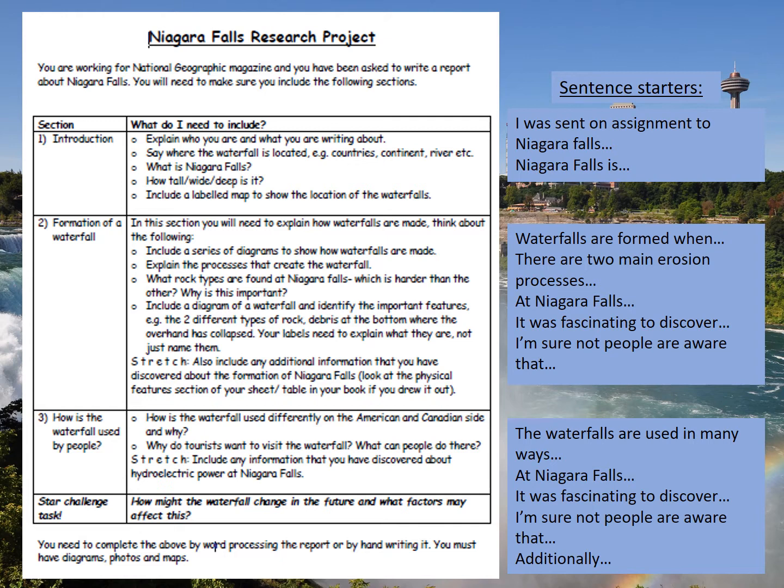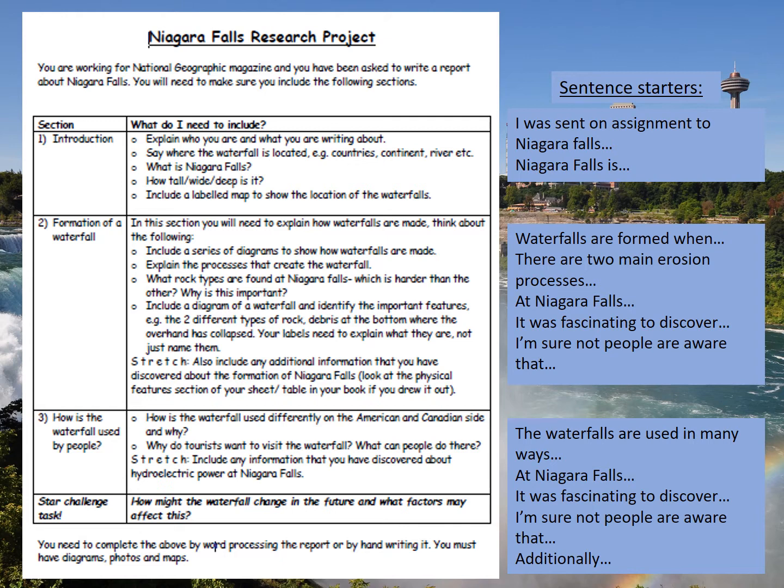So you will need an introduction, and there's some bullet points here which tell you what to include in your introduction. You'll need a middle section about the formation of waterfalls in general, and then including some specific information about Niagara Falls. So that's your physical geography research. And then you will need a final section about how the waterfall is used by people. And that's your human geography research.